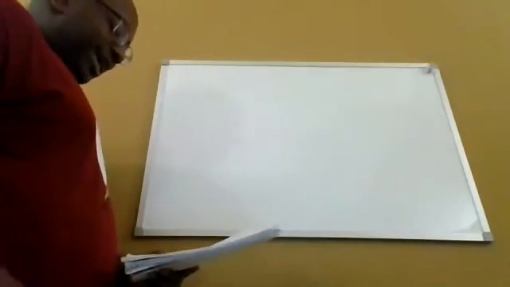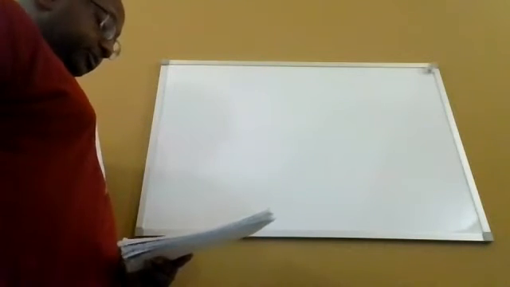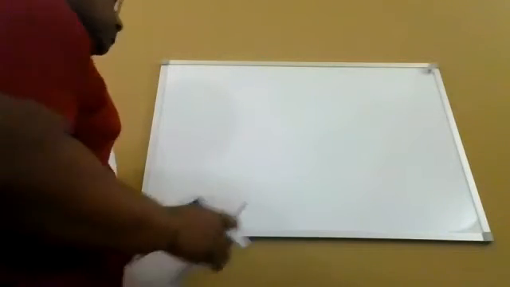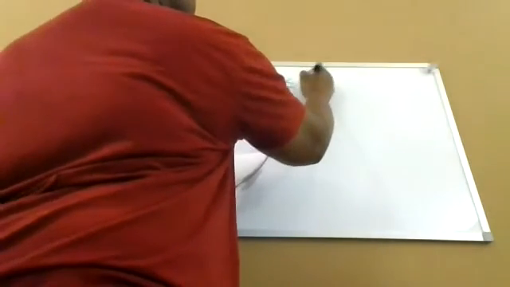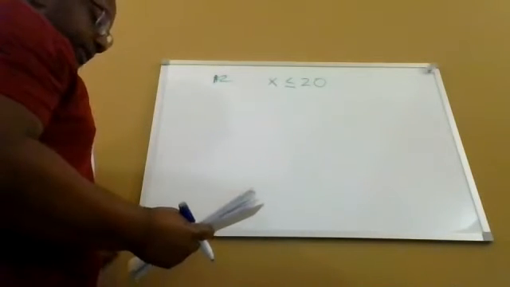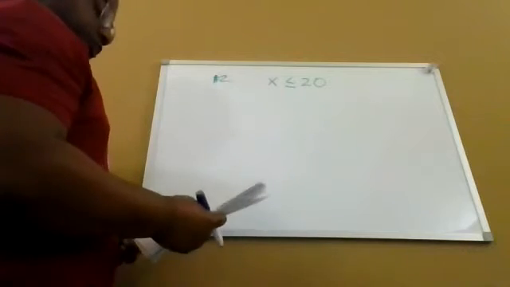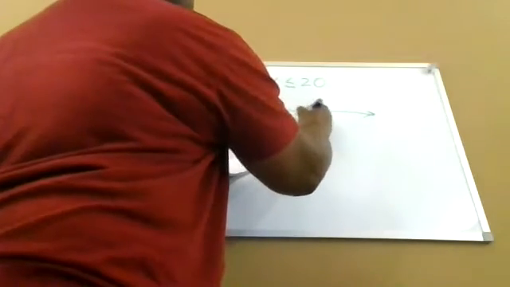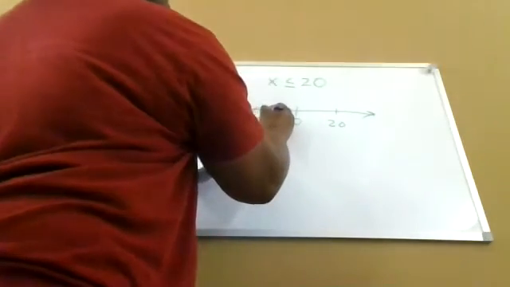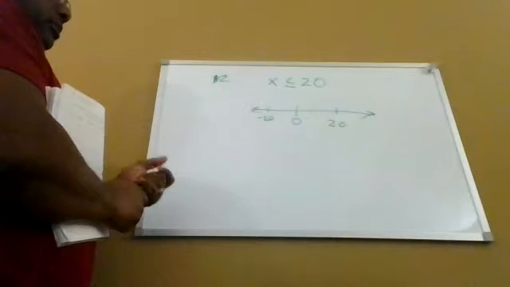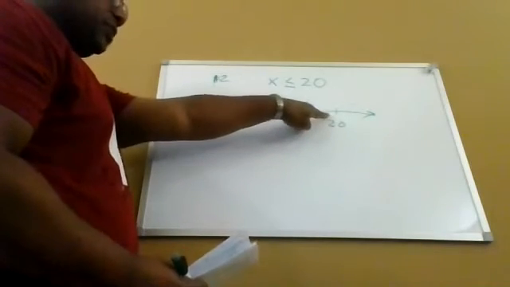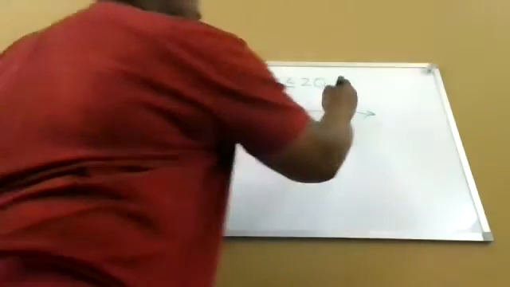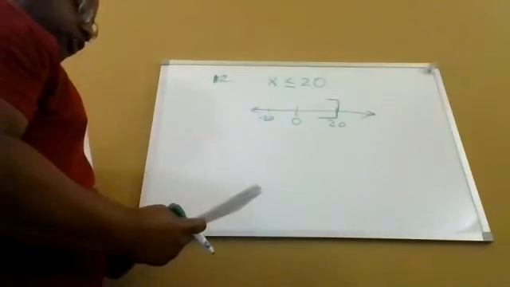For problem 2, we want to graph x is less than or equal to 20. Want to graph that and then show that in interval notation. So there's the inequality, x is less than or equal to 20. Now let's write our number line. Now, since our inequality sign is less than or equal to, then at the point x equals 20, I'm going to have my square bracket. And then I'll draw my arrow to the left.